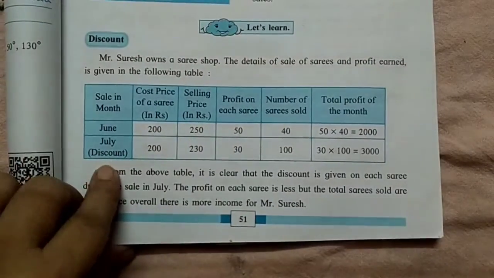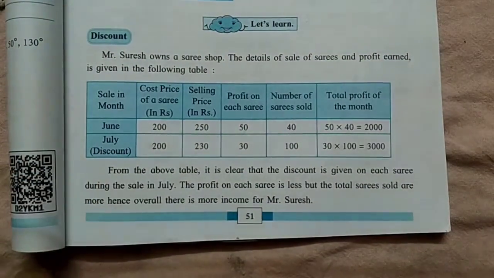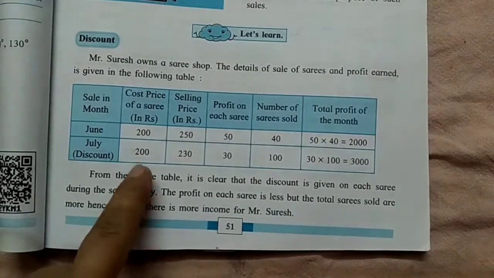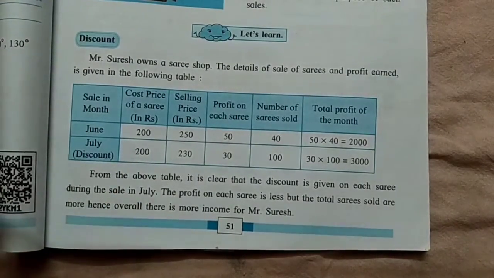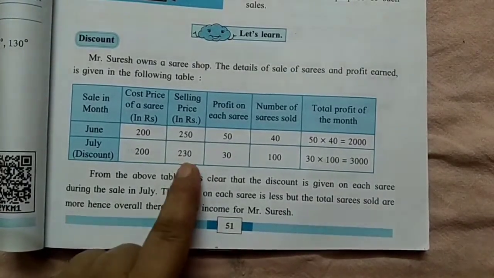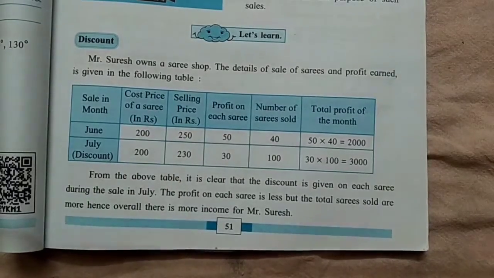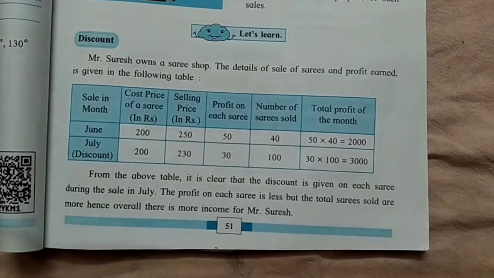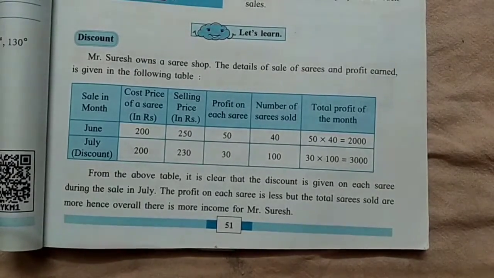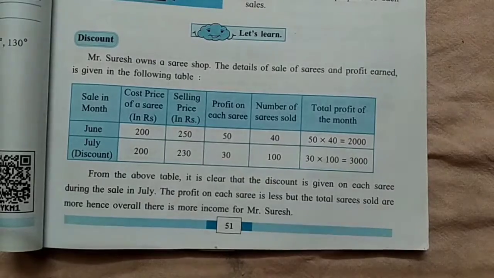Now in July, what happens? He says that now I want to give a discount. So his cost price is the same. He has bought the saris for the same 200 rupees, but the selling price is 230 rupees. He says that I am going to give a discount of, say, some percentage. So naturally, when people see the discount board, they will go and buy more.